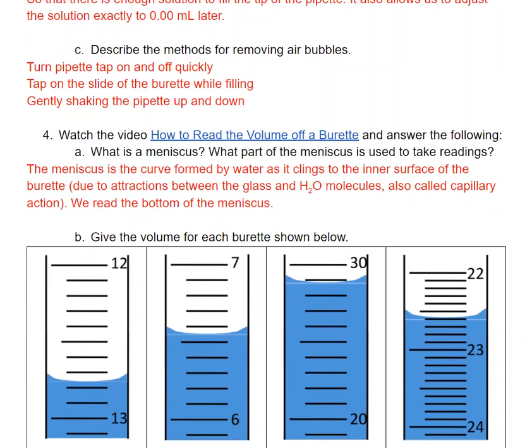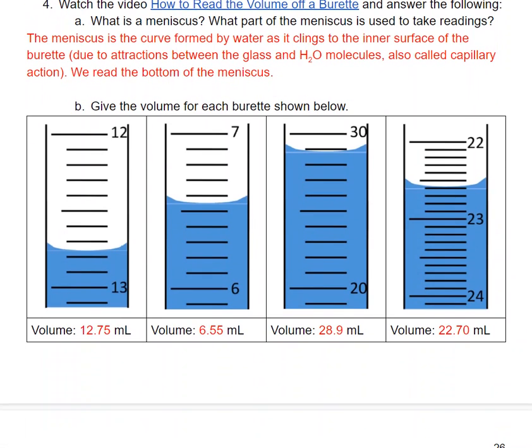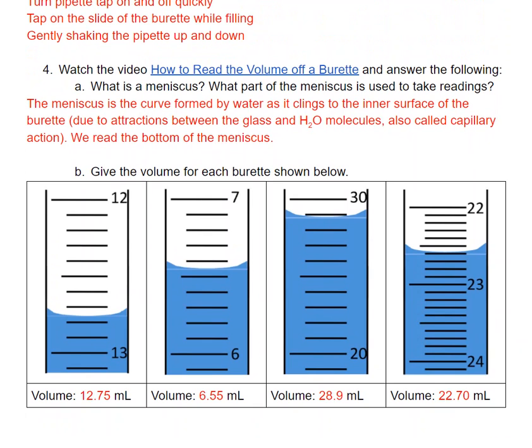So to read the volume in a burette, usually burettes have an inverted scale, meaning that 0 is at the top and it goes down to whatever volume. But different instruments might have it in reverse. A meniscus is the curve that is formed by water as it clings to the inner surface of the burette. This is actually due to intermolecular forces between the glass and water molecules. Glass contains silica, and we know that silica is a very polar compound.